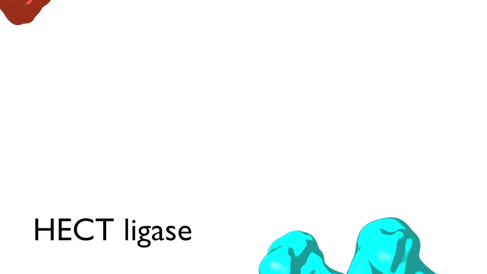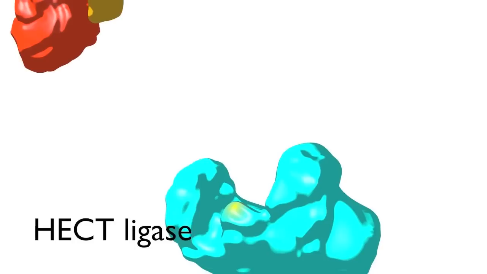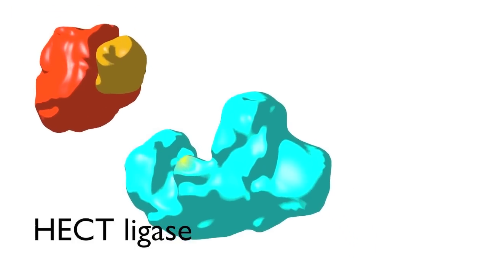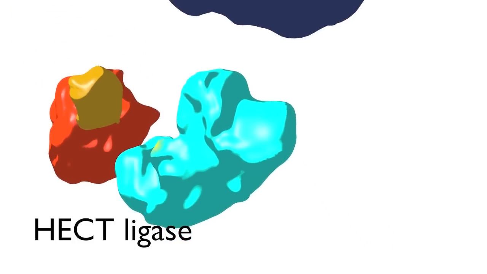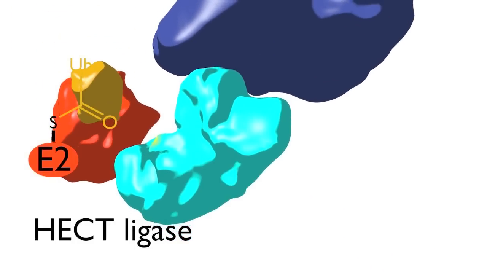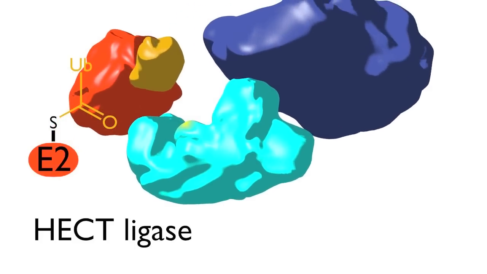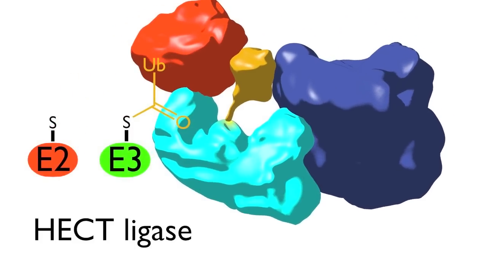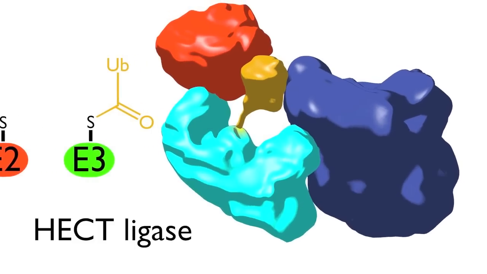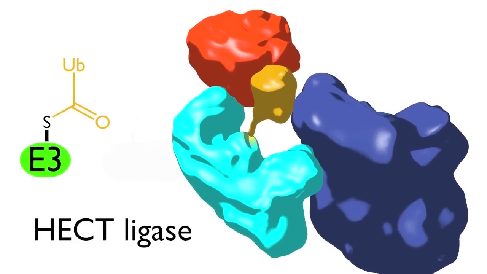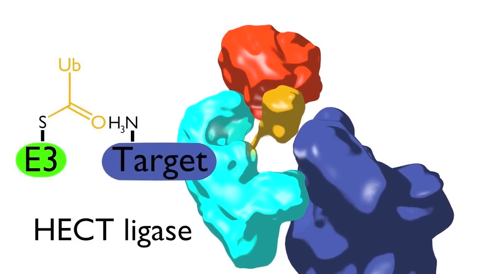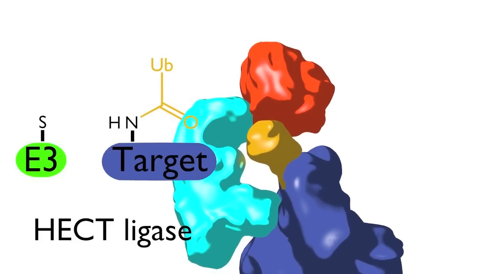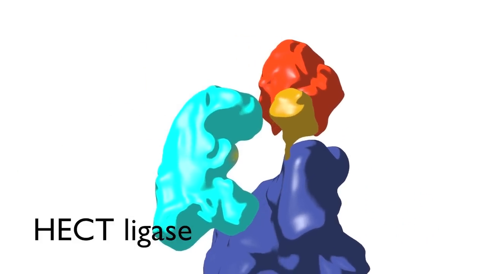Another E3 class, such as the HECT ligases, contains an active site cysteine. In this case, the HECT E3 binds to the E2 ubiquitin conjugate and the substrate, but first stimulates transfer of ubiquitin from the E2 to the active site cysteine of the E3 in yet another transthiolation reaction. The HECT ligase then catalyzes attack of the substrate lysine on the ubiquitin E3 thioester, and the ubiquitin C-terminus is conjugated to the substrate lysine.